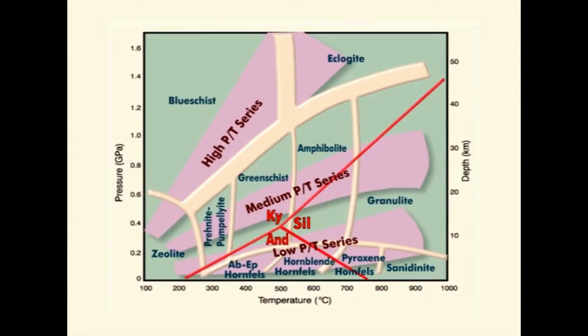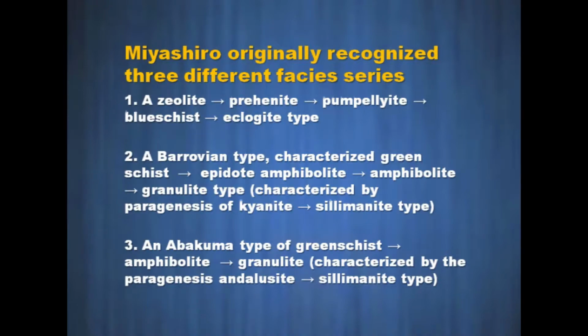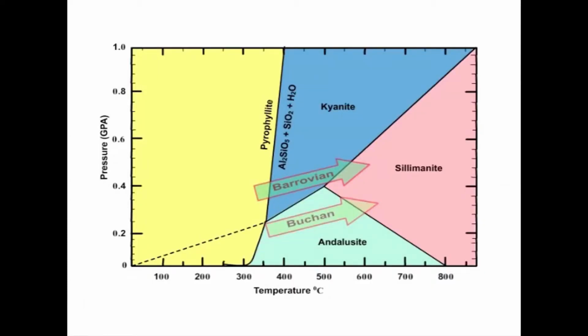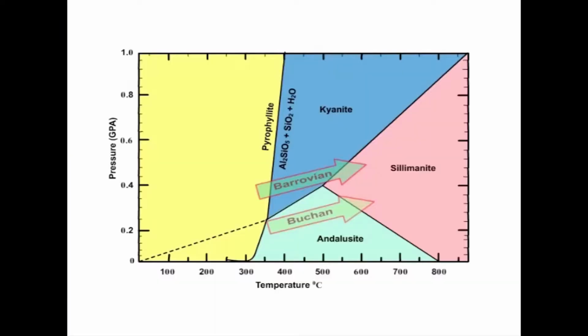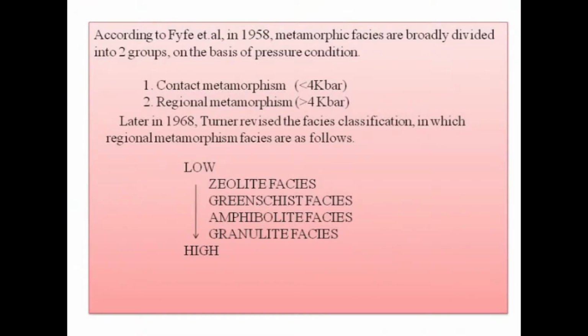Second, a typical Barrovian type characterized by green schist, epidote amphibolite, granulite, characterized by paragenesis of kyanite-sillimanite type. And third, an Abukuma type of green schist, amphibolite, granulite characterized by paragenesis of andalusite-sillimanite type. Fyfe et al. in 1958 divided the metamorphic facies into two types on the basis of pressure: contact metamorphics where pressure is less than 4 kilobar, and regional metamorphism where pressure is more than 4 kilobar.